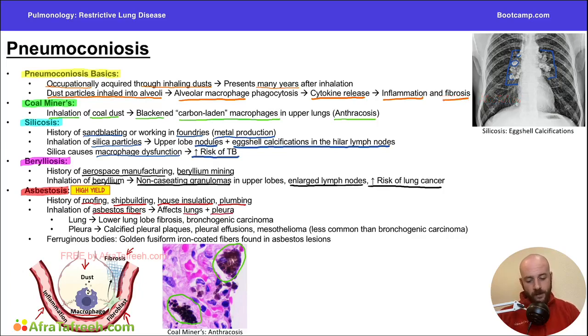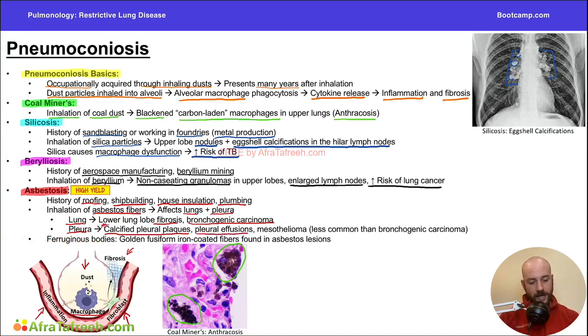And so at the level of the lung, what we're going to see is fibrosis and bronchogenic carcinoma. And at the level of the pleura, we're going to see these calcified pleural plaques. This is a super high yield finding. We see these calcified pleural plaques. And we're also going to see pleural effusions.